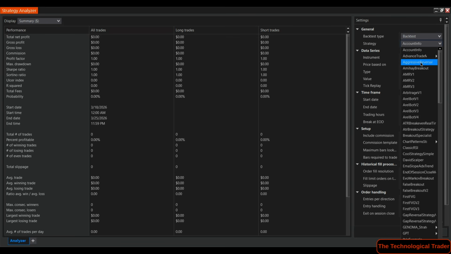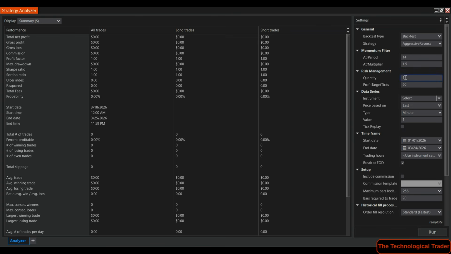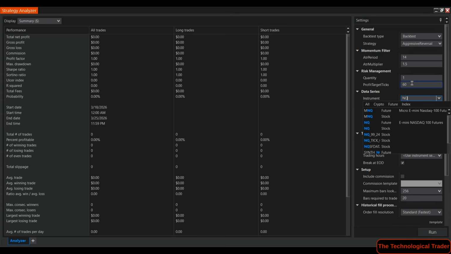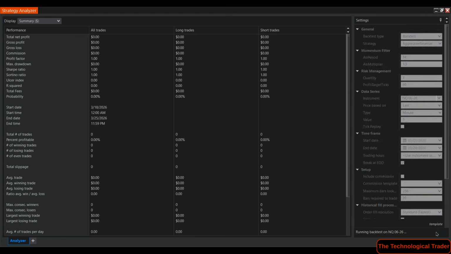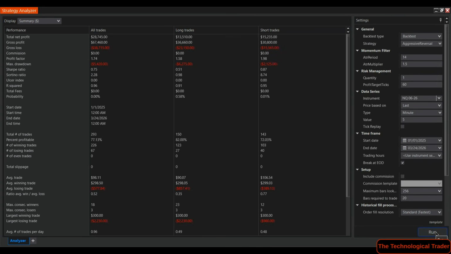I am going to leave all the parameters exactly as they are. I will choose to test this on the NASDAQ futures contract using a 5-minute time frame and run the backtest over a period of about 1.25 years, starting from January 2025. Great, now we can hit run. Okay, as you can see, we got a very positive result with a solid number of trades.